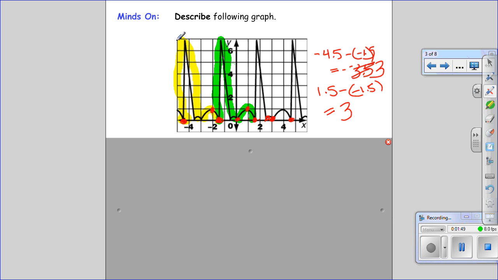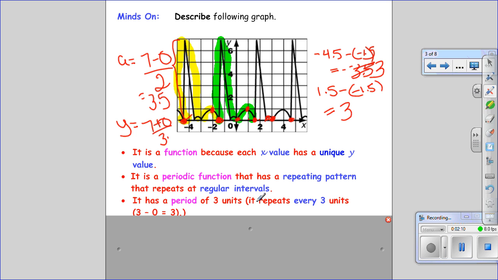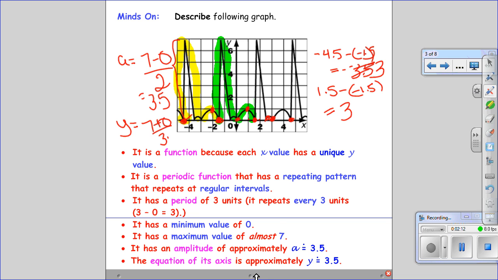If I want to find the amplitude, my maximum value is about 7. So my amplitude is 7, subtract my smallest value, which is 0, over 2. So my amplitude is about 3.5, and the equation of my axis is the max plus the min divided by 2. Oops, sorry. And of course, that's all written out really neatly here for you. Okay, and I used dots above when I was talking about the amplitude and the equation of the axis because it doesn't look quite like it goes up to 7, but it's pretty close.